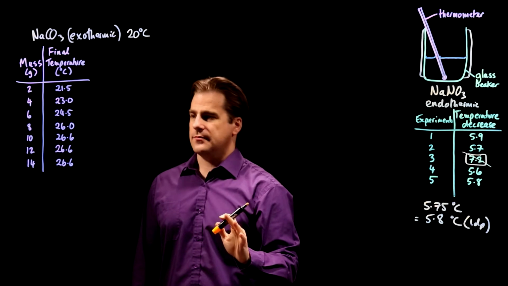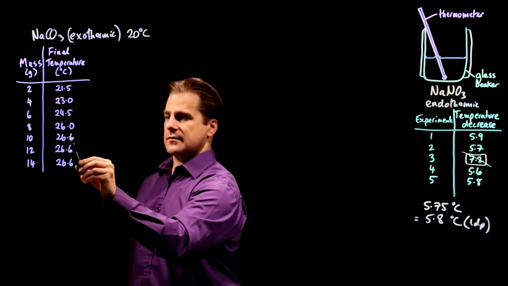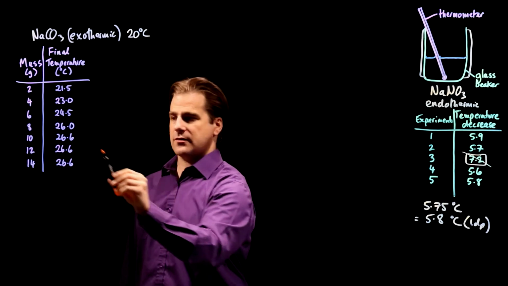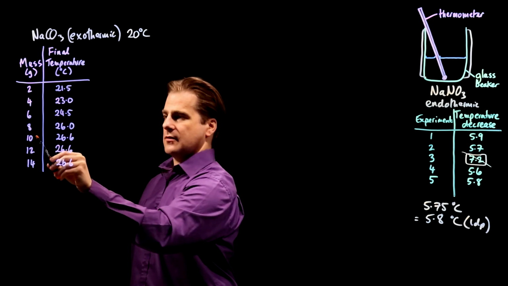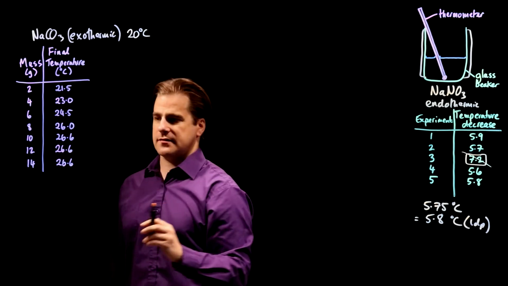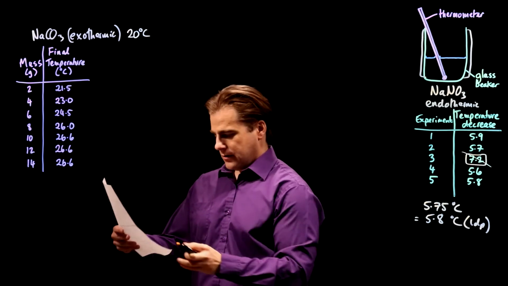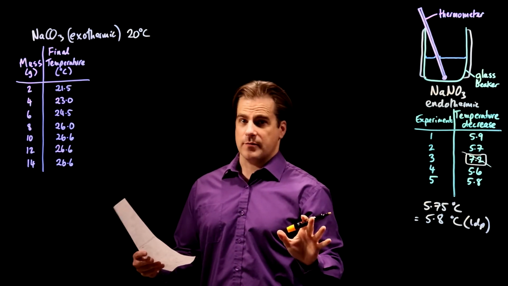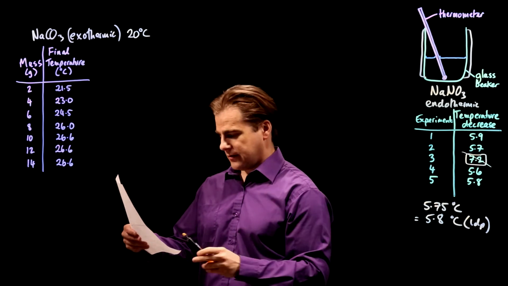And then say, the temperature remains constant at 26.6 degrees C, even though the mass increases. Okay? Now, that will get you the 3 marks according to the mark scheme. You get the marks for this.